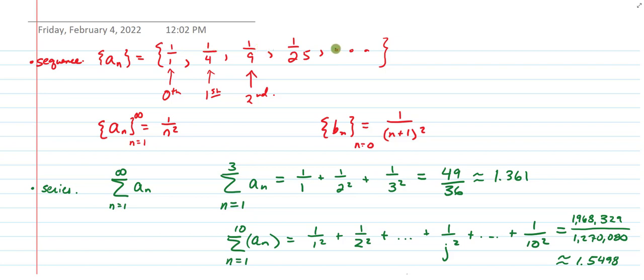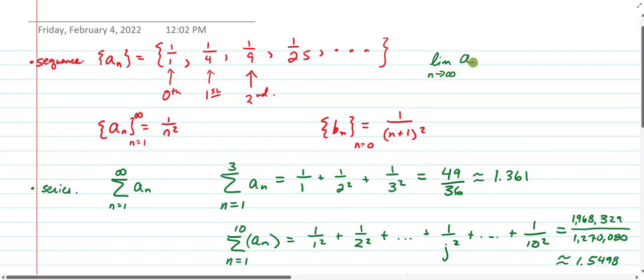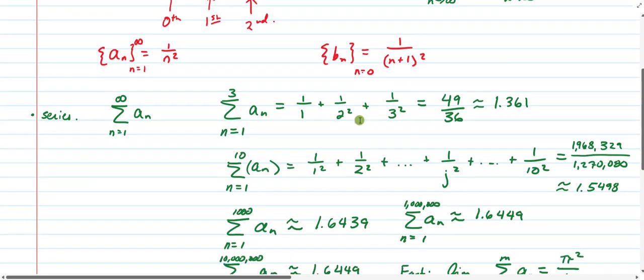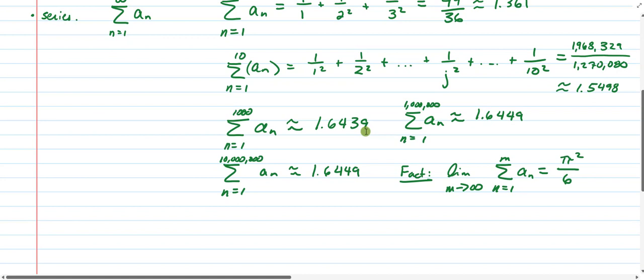And in fact, if we looked at the limit as n goes to infinity of a sub n, that's the limit as n goes to infinity of 1 over n squared. That limit is 0. So each time I'm basically adding on a very small number. And of course in math we've learned that sometimes when you add up small numbers, it continues to get larger and larger, even though those numbers are small, and other times you might get something called convergence.